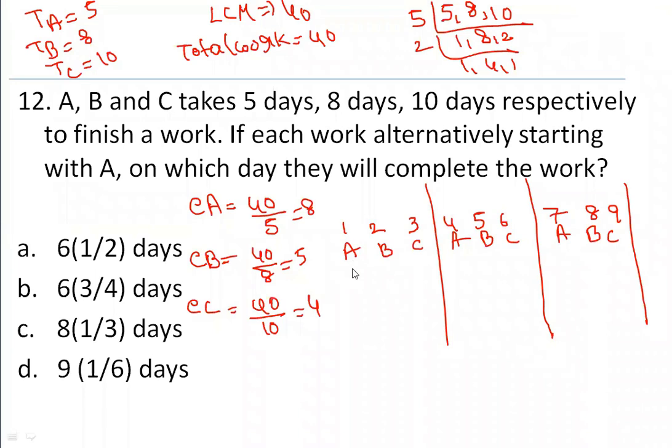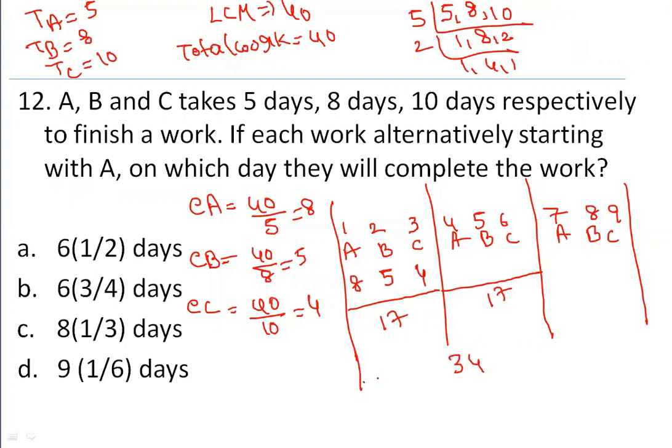On the first day with the efficiency of A, he will do 8 units and B will do 5 and C will do 4. 5 plus 4 it's 9. 9 plus 8 it is 17. So first 3 days 17 units of work is done. Next 3 days 17 units of work is done. Likewise 6 days are done. Okay. So in the 6 days how many units of work is done totally? Totally 34 units of work is done. Okay. So LCM is equal to 40 units, right? So 40 units means remaining 6 units of work is left over.